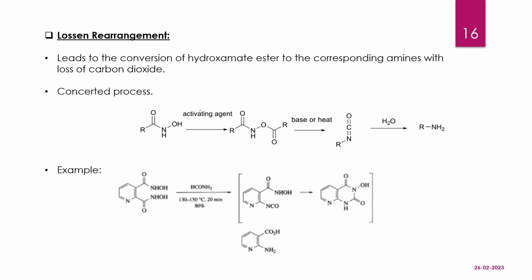So in the case of Lossen rearrangement, a similar type of reaction is happening. First, there is a hydroxamate ester. The hydroxamate ester is transformed into the corresponding amine by the loss of carbon dioxide. Every time I am saying that if this is an acid, there will be loss of carbon dioxide, and this is also a concerted process. So what is first happening?